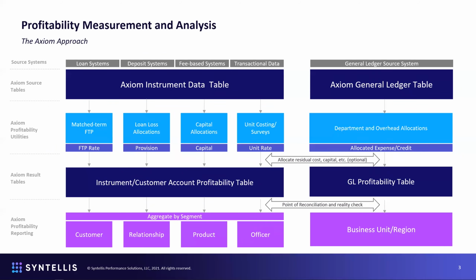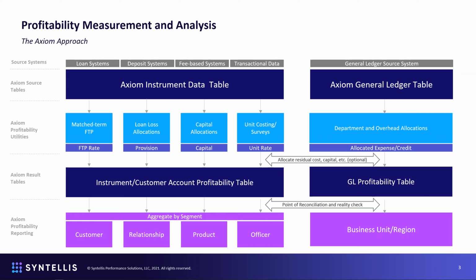Axiom takes two parallel approaches towards the development of profitability measurement. On the left side of the screen is the customer account or instrument level approach based on loan data, deposit data, fee-based or transactional level data coming to the system. And on the right side of the screen is the general ledger information, which is used as the starting basis for the allocation process and organizational level profitability.